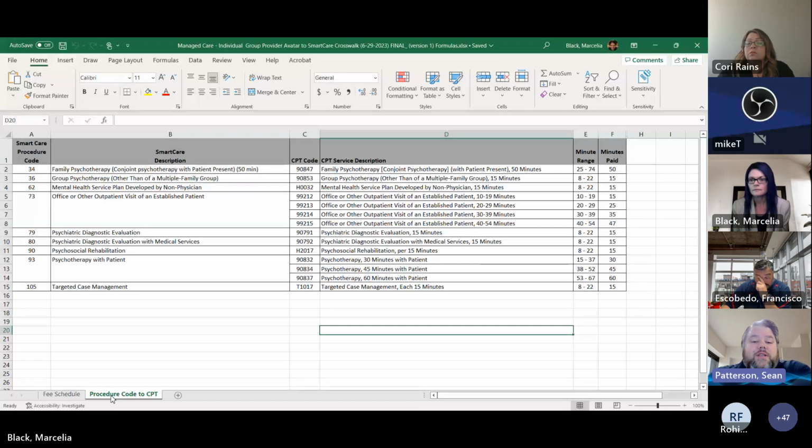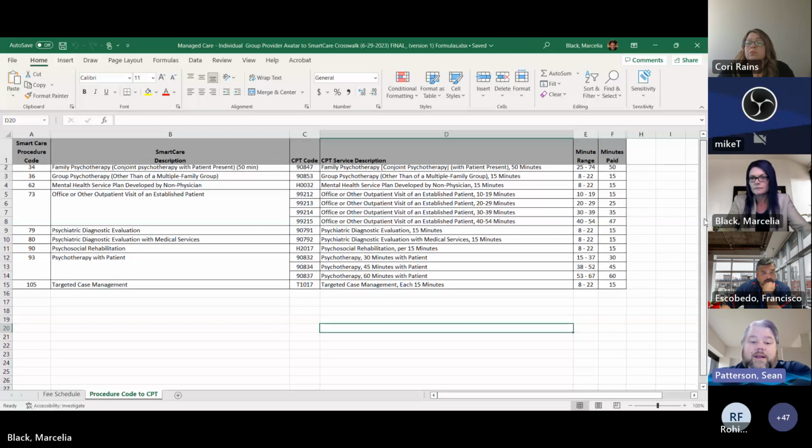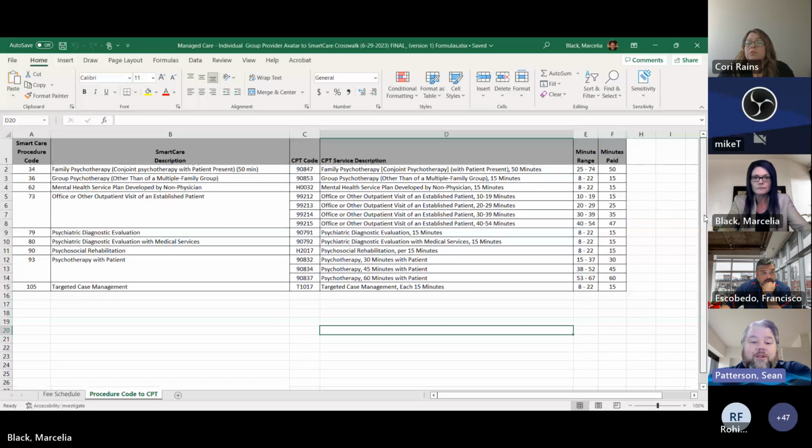So really, to get to the amount, it's pretty easy. We're just going to take your per minute rate and multiply it by 50. You need to know how much each procedure code is worth. So this is exactly how it rolls up. You see 73 rolls to different CPTs based on the number of minutes. So if you did 45 minutes, it would roll to the 99215 CPT. That's all in the background.